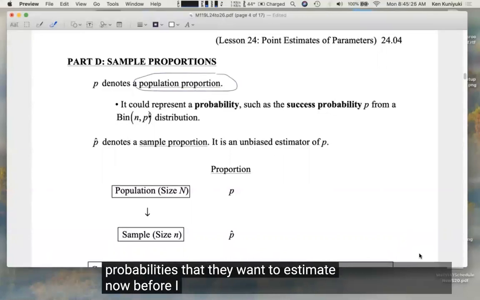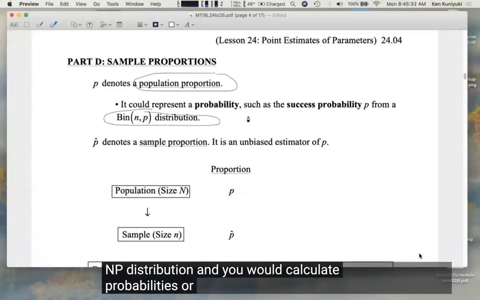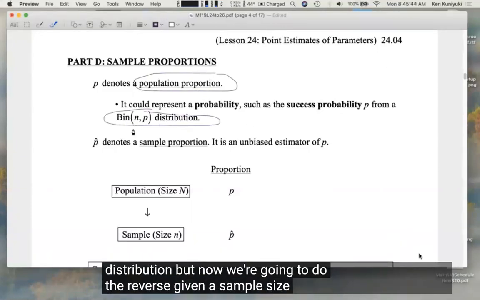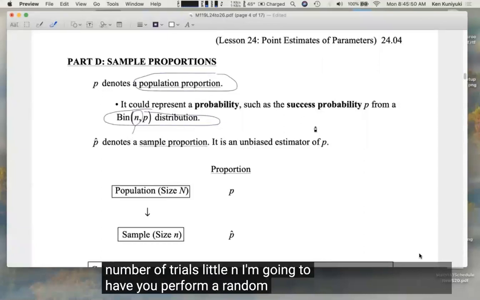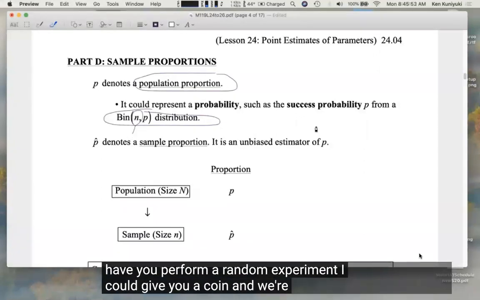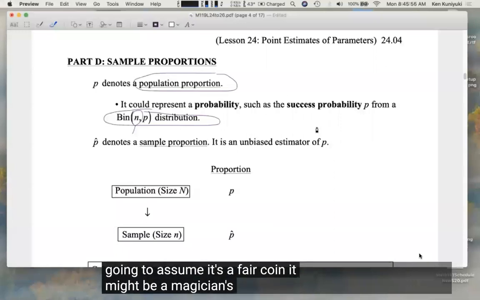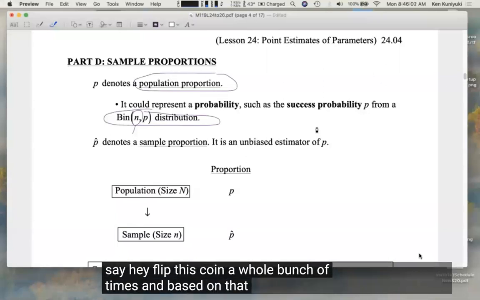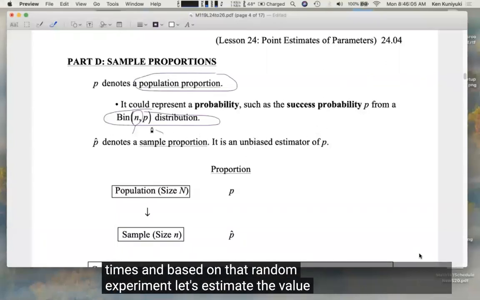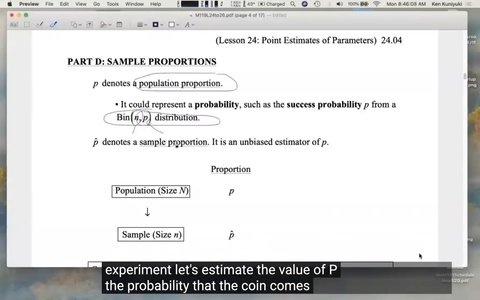Now, before, I would give you a binomial n, p distribution, and you would calculate probabilities or manipulate probabilities based on that distribution, maybe even approximate it with a normal distribution. But now we're going to do the reverse. Given a sample size or number of trials, little n, I'm going to have you perform a random experiment. I could give you a coin, and we're not going to assume it's a fair coin. It might be a magician's coin. And I might say, hey, flip this coin a whole bunch of times, and based on that random experiment, let's estimate the value of p, the probability that the coin comes up heads, let's say.